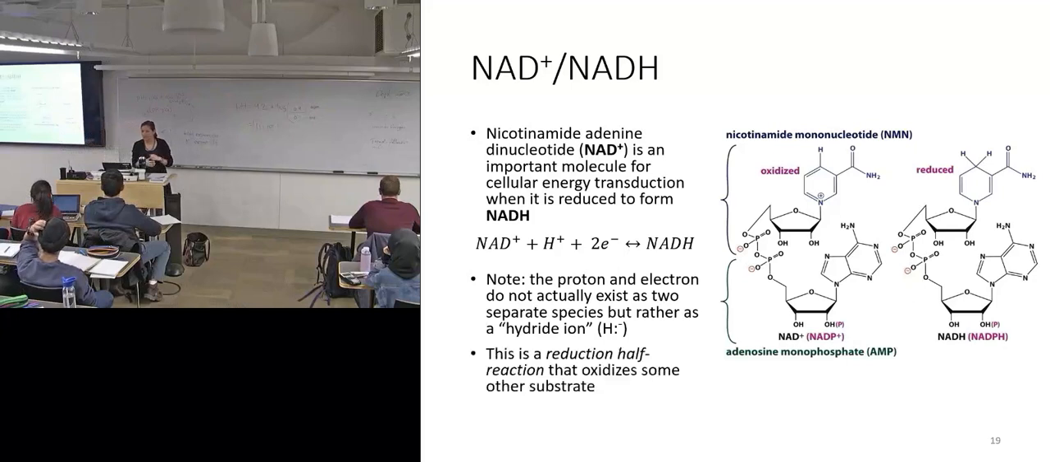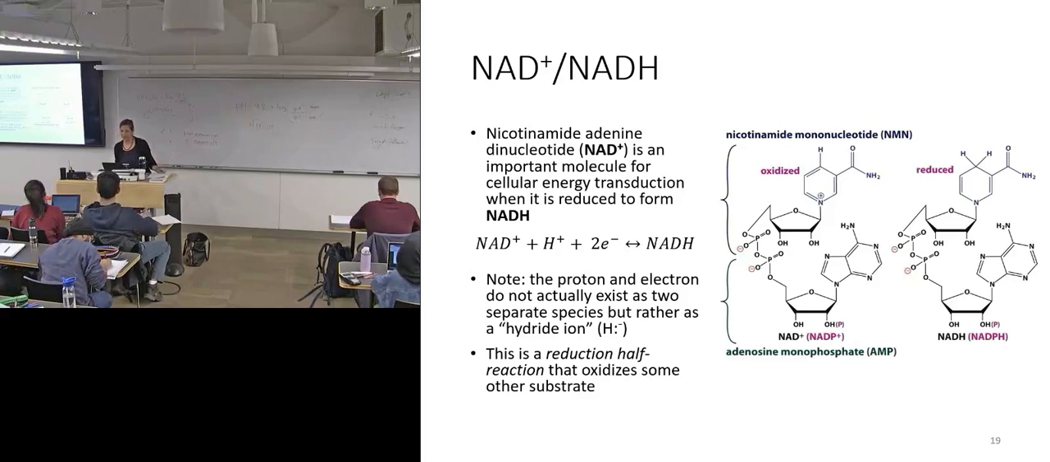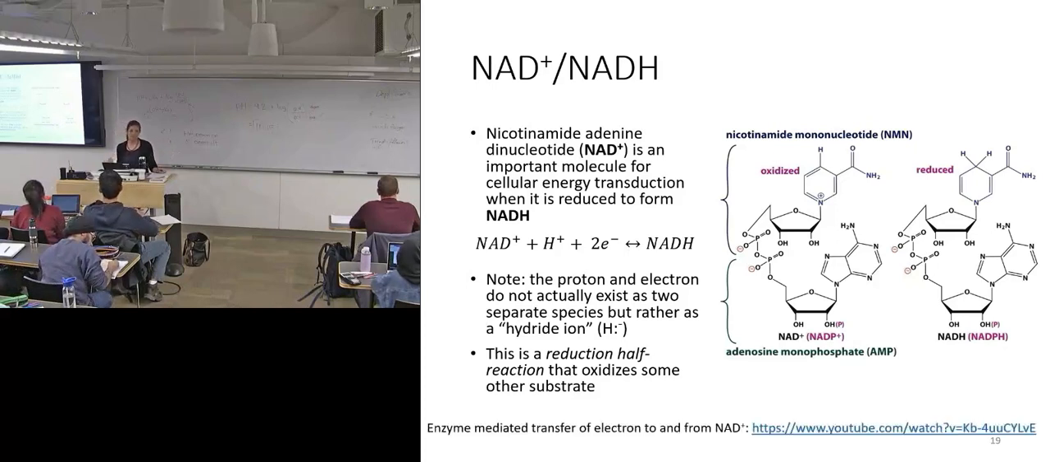Okay. So this is a reduction half reaction. The NAD is getting reduced, but it's going to be paired to the oxidation of something else, some other molecule, some other substrate, mediated through an enzyme. There'll be some enzyme that'll bind both the substrate that we want to oxidize and the NAD. It'll do the redox, and then they'll unbind from the enzyme, okay? The enzyme is a cofactor facilitating that transfer.